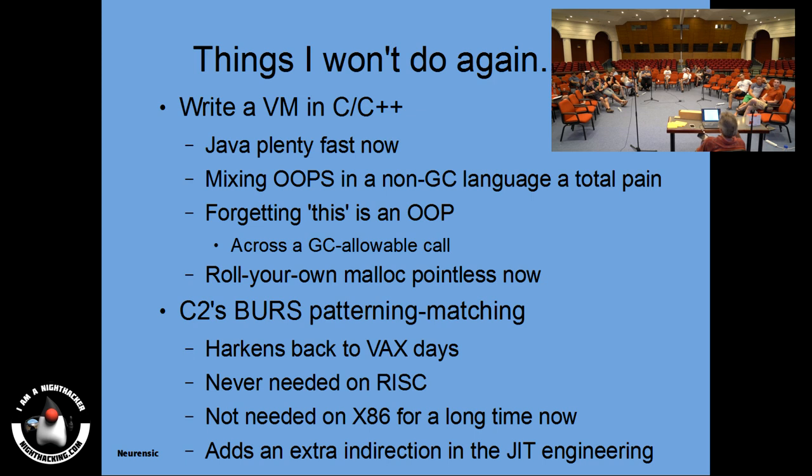C2 did an old-school Burs pattern matching for instruction selection, which is based on VAX days, never needed on a RISC, not needed on x86 forever and a day. What the hell is it in there for? It makes life a lot more complicated. A bunch of other things C2 did for how to do portable code generation worked out really well, but I would claim this was not one of them.